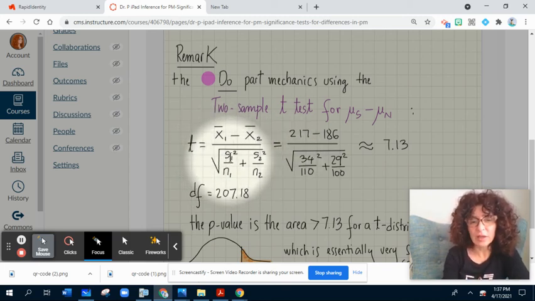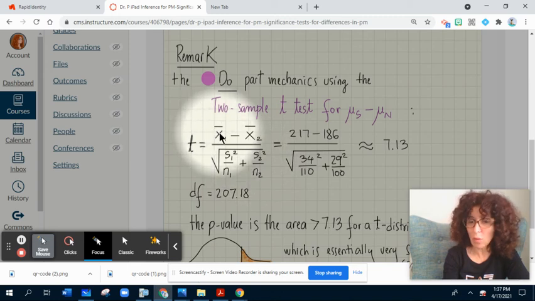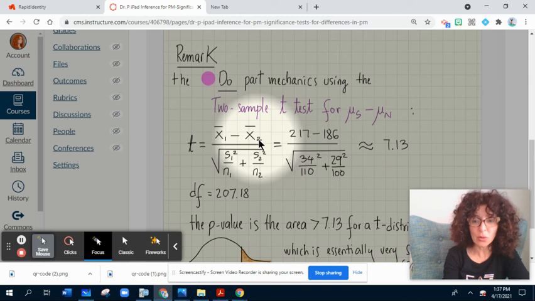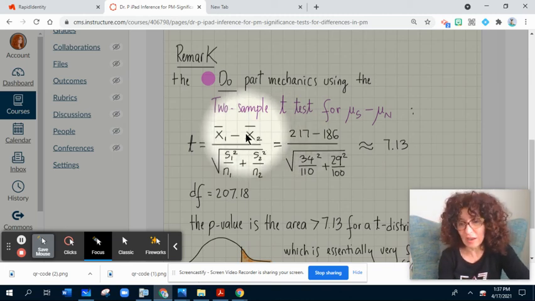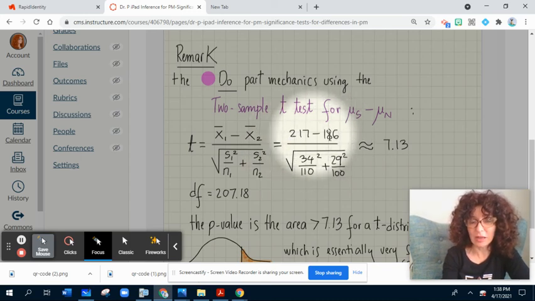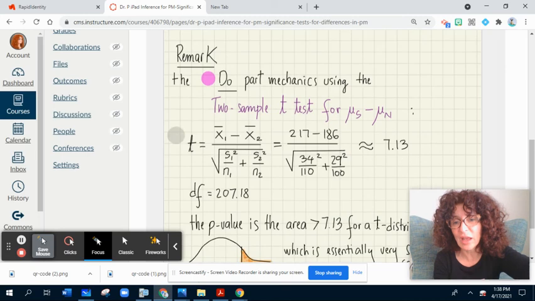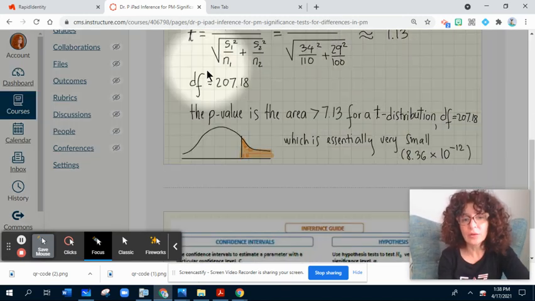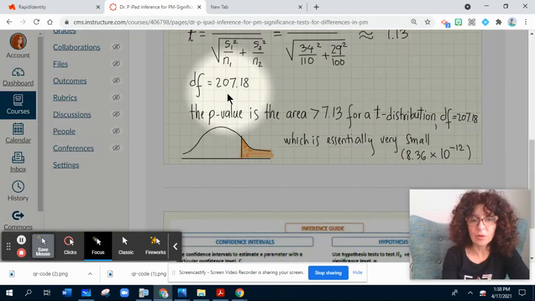the standard deviation. S1, S2 are respectively the standard deviations for the two groups. One was for the standard, two was for the new procedure. This is what we established when we used the TI-84. So this is what we plug in here from that table, and you calculate, and you have the t-value. You can calculate also the degrees of freedom.